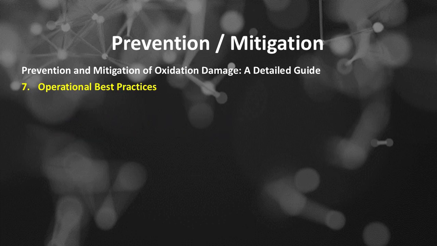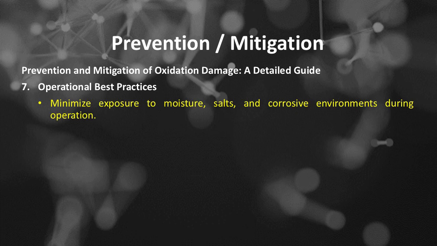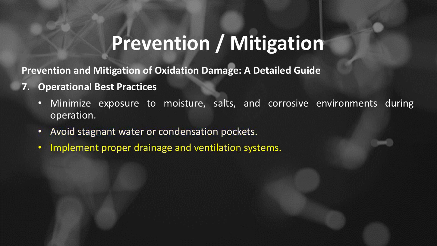Number 7 of prevention and mitigation of oxidation damage is operational best practices. Minimize exposure to moisture, salts, and corrosive environments during operation. Avoid stagnant water or condensation pockets. Implement proper drainage and ventilation systems.